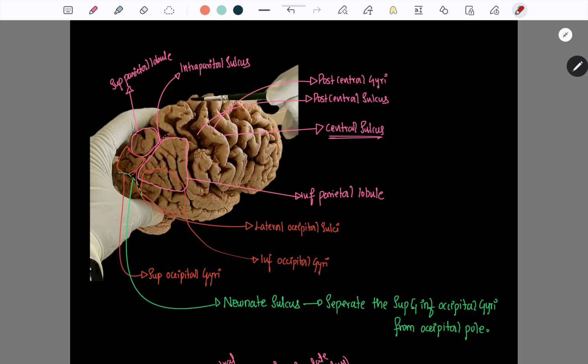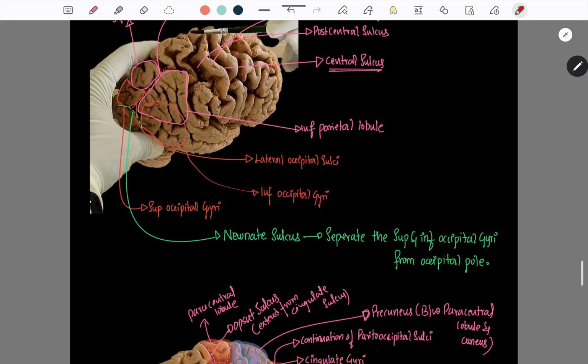Okay, now coming to the occipital part, this sulcus is there. This is called the lateral occipital sulcus, which divides into superior occipital gyri above and inferior occipital gyri below. Another sulcus is there, called the lunate sulcus, which separates the superior and inferior occipital gyri from the occipital pole.